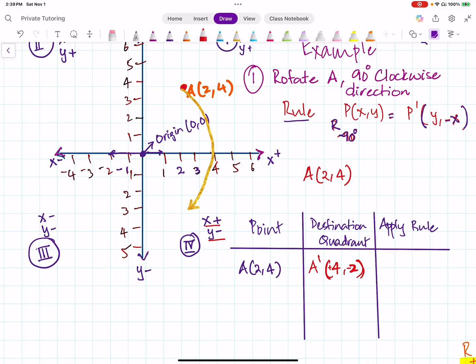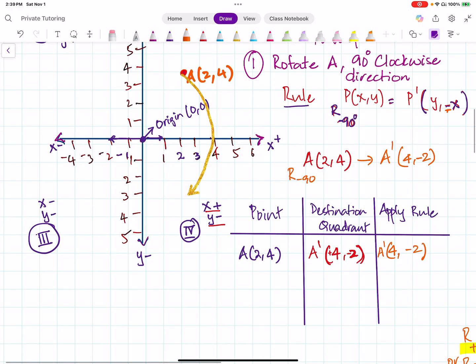Now, if you have to apply the rule, do remember it says a rotation of negative 90 of this point, I'm going to rewrite this, gives rise to A prime (y, negative x). So switch the coordinates to start with. So you've got 4 and 2, and attach the negative sign here. Which is the same thing as what we got, right? A prime (4, negative 2). So go ahead and plot the point. You've got (4, negative 2), which is right here, A prime.